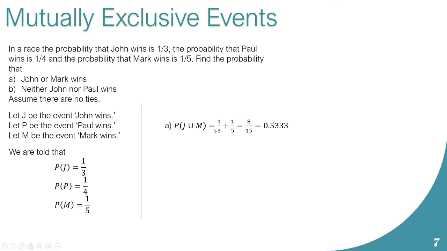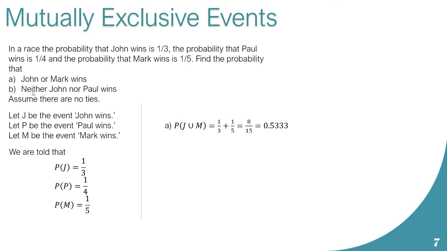Now we can simply add them. Why do we not have minus the probability of John winning and Mark winning? Because it's not possible. That is why this is so important. There are no ties, so they can't both come in first. So notice the rule for addition becomes simplified in the case of mutually exclusive events.